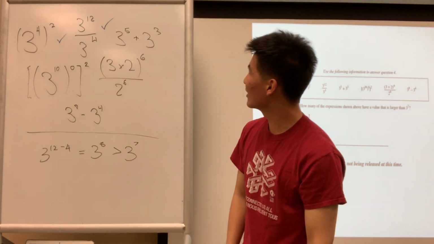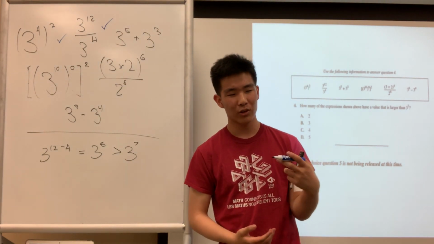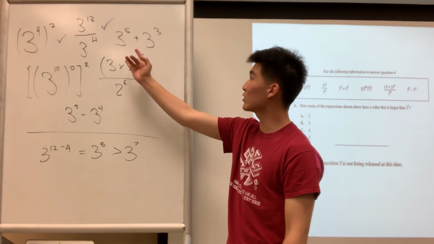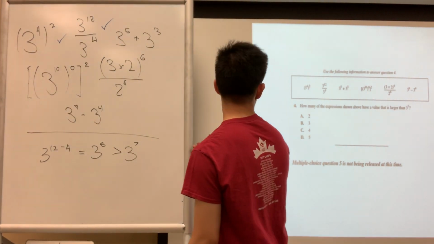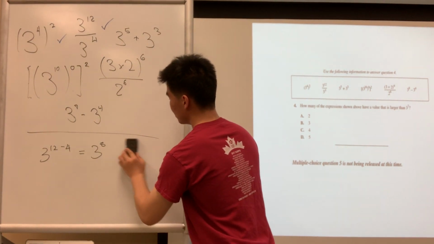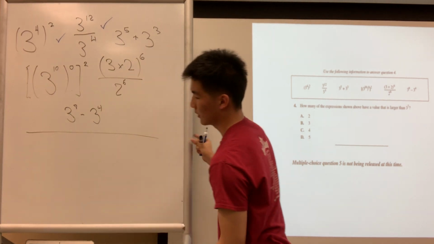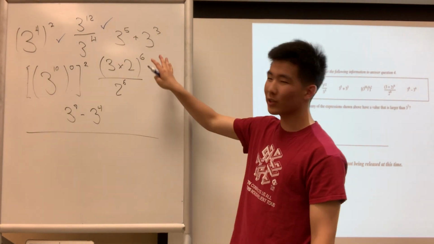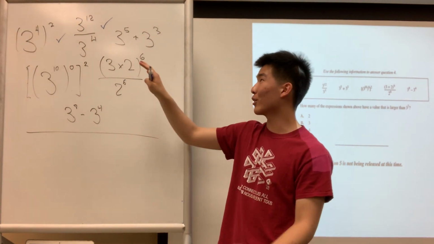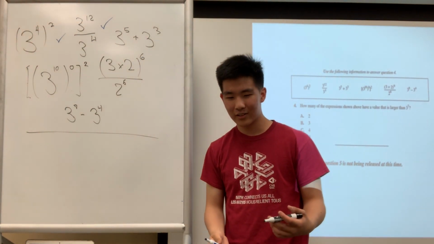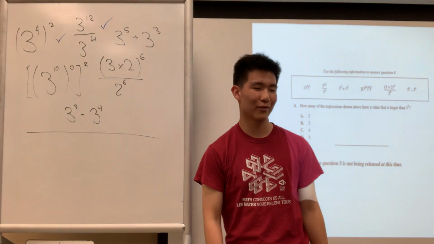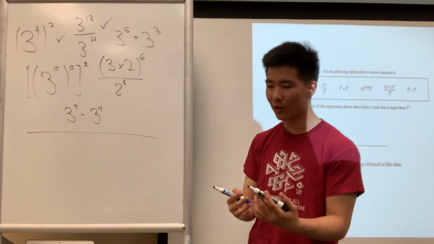The next one's a bit funky because we're doing addition. We're not really sure what the value of either of these two exponents are. It's 3 to the power of 5 plus 3 to the power of 3. But I think what we can all be confident about is that 3 to the power of 3 is less than 3 to the power of 5. I think that's pretty obvious. And this is how I'm going to solve it.